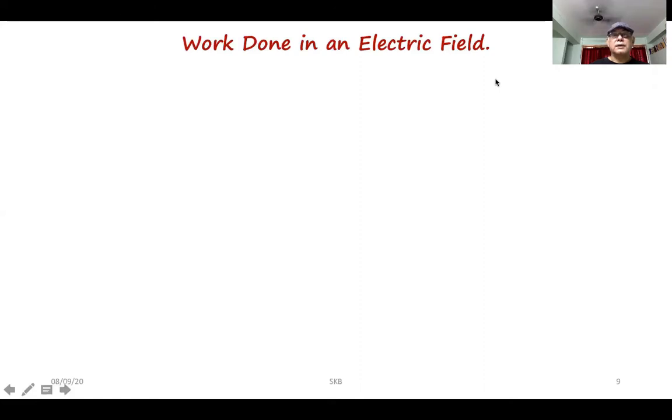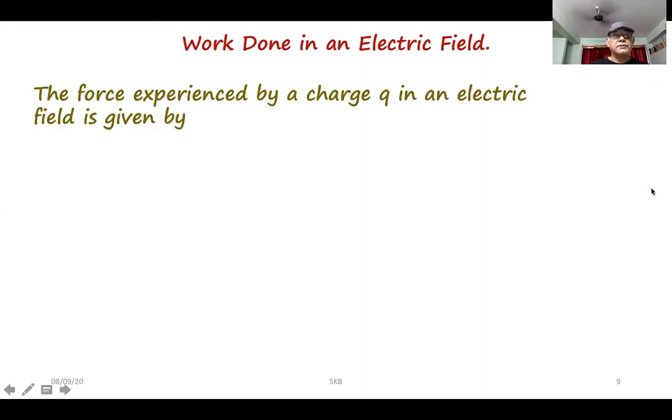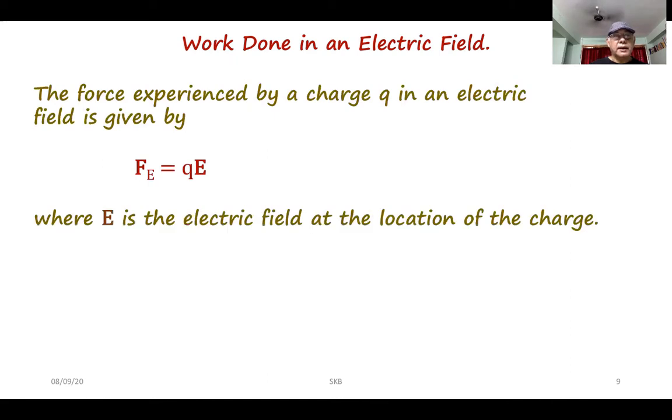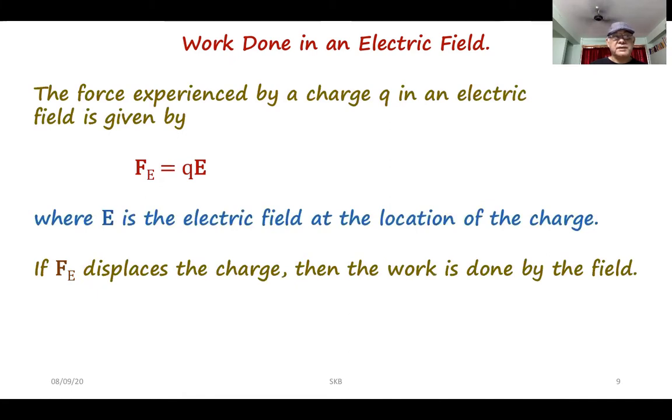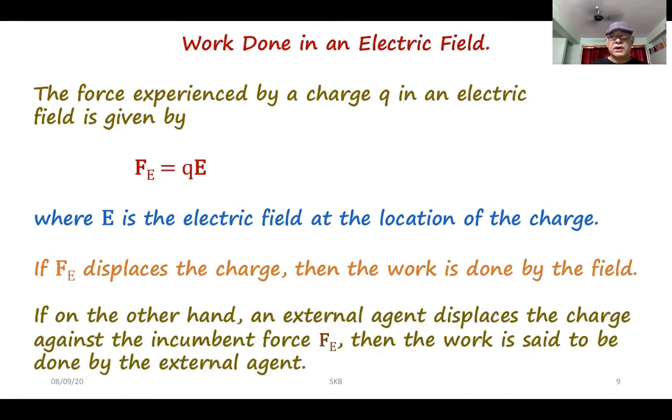Now, work done in an electric field. The force experienced by a charge Q in an electric field is given by F subscript E equal to Q into E, where E is the electric field at the location of the charge. If F_E displaces the charge, then the work is done by the field. If, on the other hand, an external agent displaces the charge against the incumbent force F_E, then the work is said to be done by the external agent.